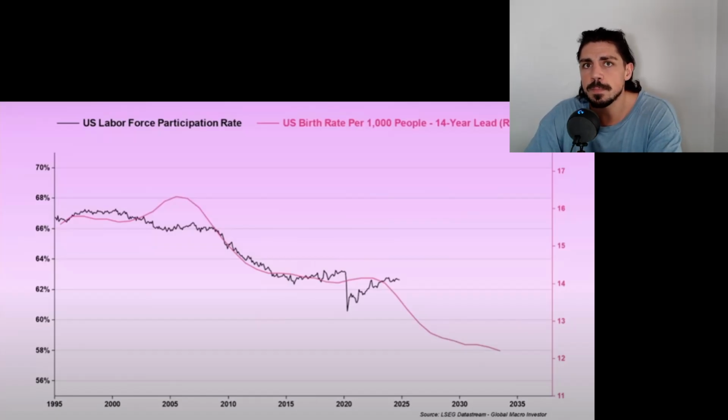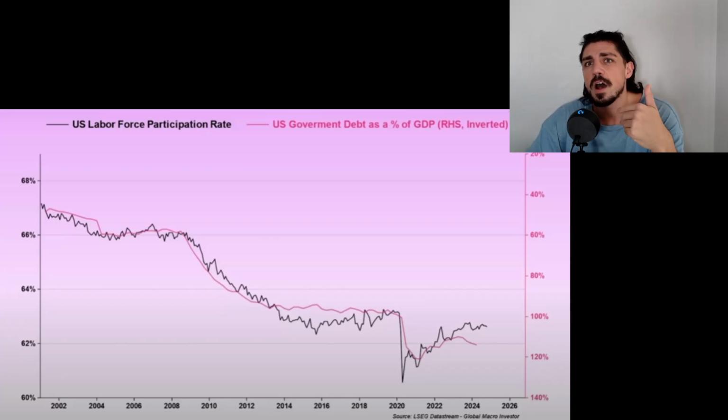AKA, when there are fewer people in the workforce, both in real and projected terms, this means the trend rates or projected GDP growth slows, okay? And as the percentage of people involved in the labor force decreases, the government takes on more debt to offset the lack of population growth. So as you can see with the pink line here, as the participation rates decrease, the US government's debt as a percentage of GDP goes up.